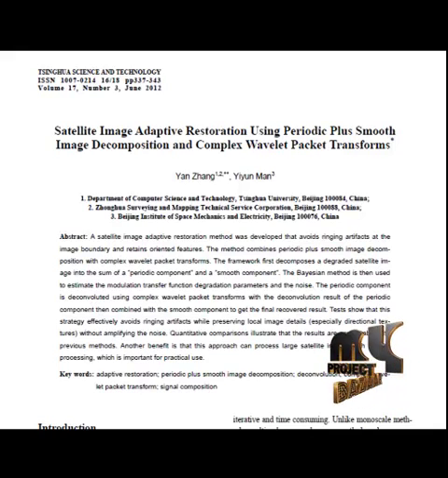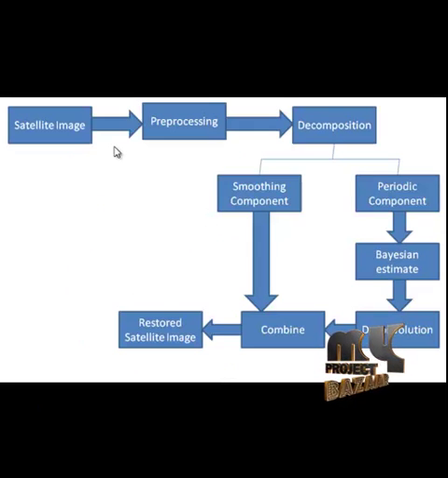PSNR value is the ratio between the maximum possible power of an image and the power of the corrupting noise that affects the fidelity of its representation. Now, let me see the flow of the process of satellite image adaptive restoration using periodic plus smooth image decomposition and complex wavelet packet transform. Initially, the satellite images are pre-processed to remove the noises in the image.